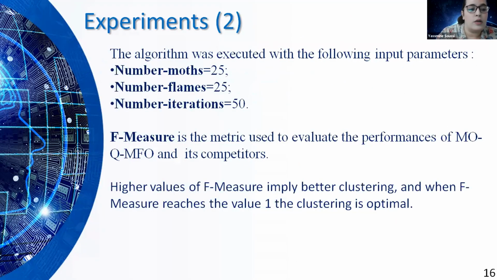The algorithm was executed with the following input parameters: number of moths equals number of flames equals 25. Number of iterations equals 50. F measure is the metric used to evaluate the performances of MOQMFO and its competitors. A high value of F measure implies better clustering, and optimal clustering has a value of 1.